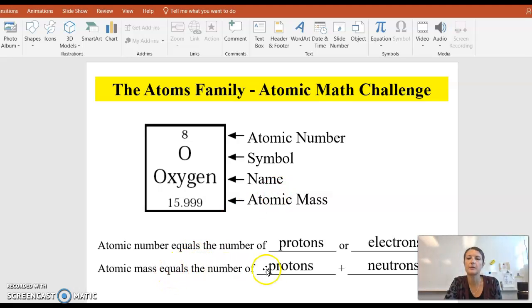And then the mass equals the number of protons plus neutrons. Now we don't know how many neutrons there are here. So if we know that the mass equals protons plus neutrons, I can take my mass number and I'm going to round that to 16. And then subtract my protons, which I already said were 8. And in this case, 16 minus 8 is 8. So they all end up being the same.